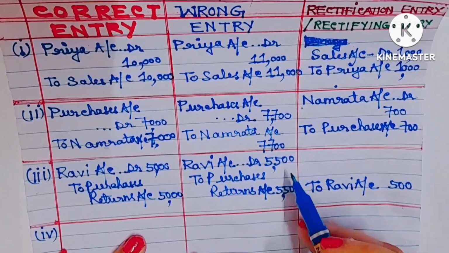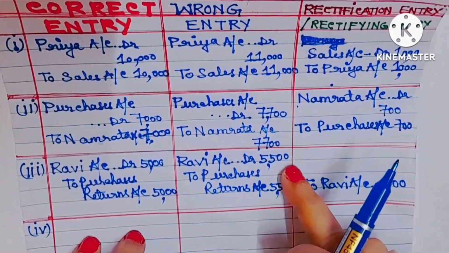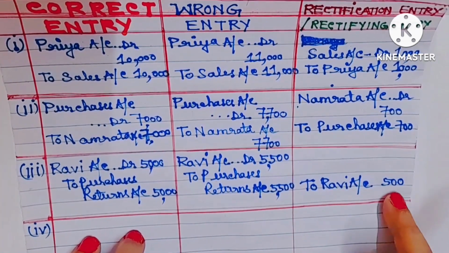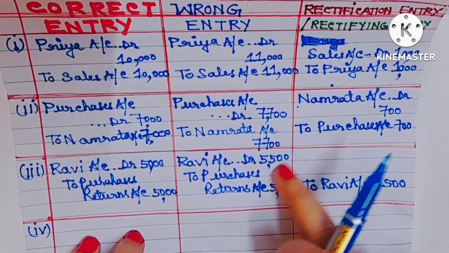এখানে 500 বেশি হচ্ছিল, 500 cancel হয়ে গেল. Ravi account debit 5,500. If you write to Ravi account on the credit side 500 will be cancelled. So it will become 5,000 again.